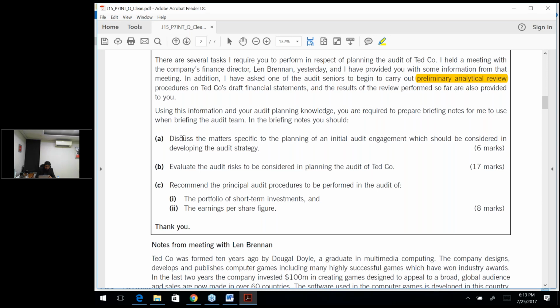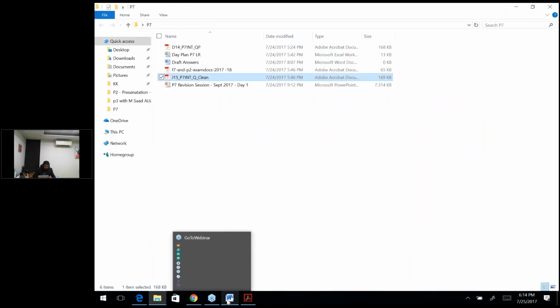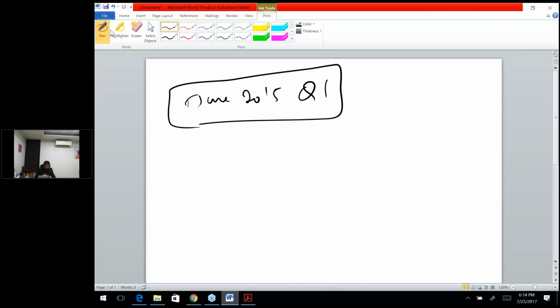In the briefing notes, you should discuss the matters specific to the planning of initial audit engagement, which should be considered in developing audit strategy. Number 2 is evaluation of the audit risks, which are to be considered in planning the audit of TED company. The third one is recommending the principal audit procedures to be performed, with respect to the portfolio of short-term investments and the other things. So now let's move forward and discuss.